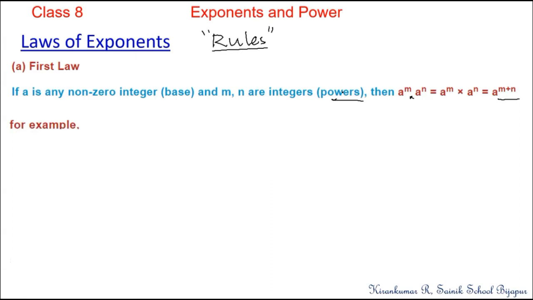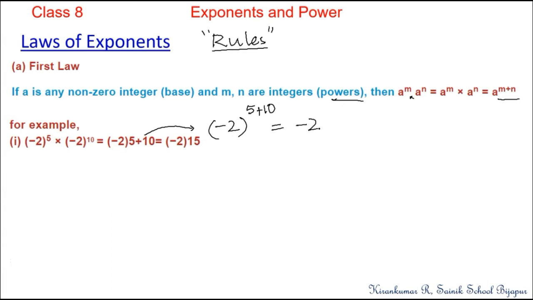For example, if we have (-2) raised to the power 5 multiplied with (-2) to the power 10, the result will be (-2) to the power 5 plus 10. Actually, there is a print mistake here. It's (-2) raised to the power 5 plus 10. We get it as (-2) to the power 15. Suppose the question is multiply 3^2 with 3^4.